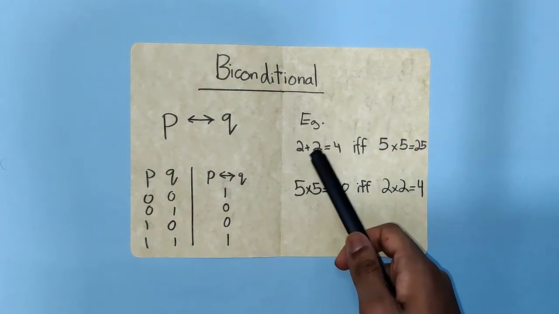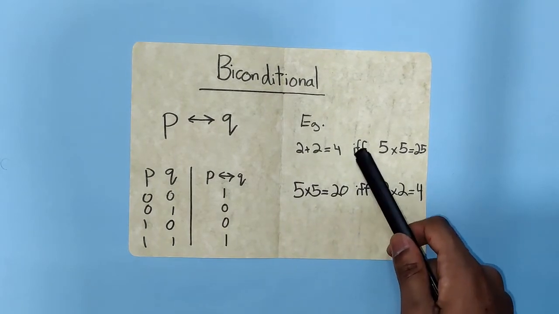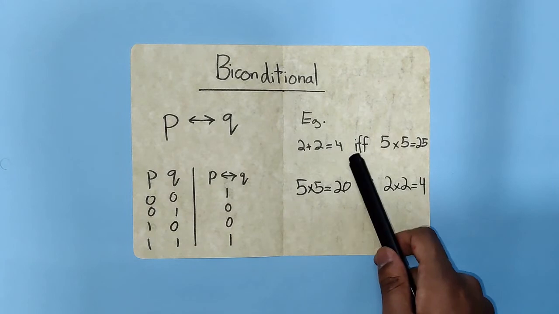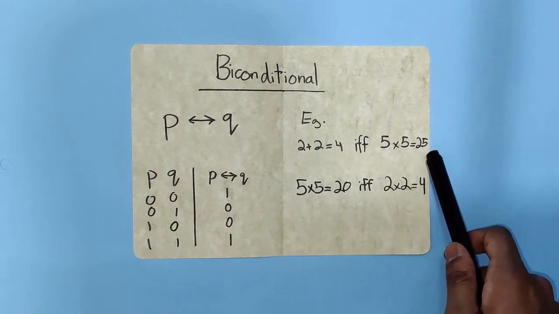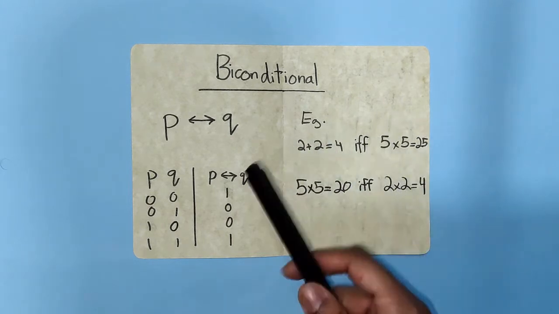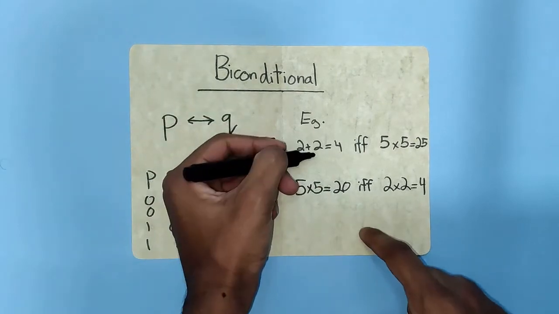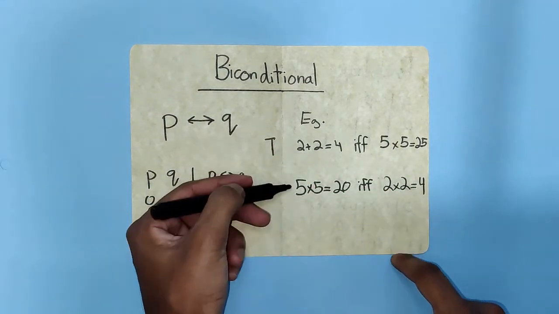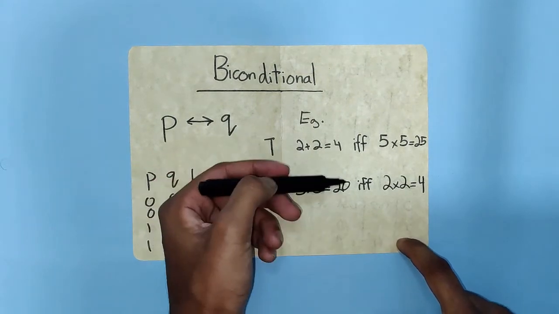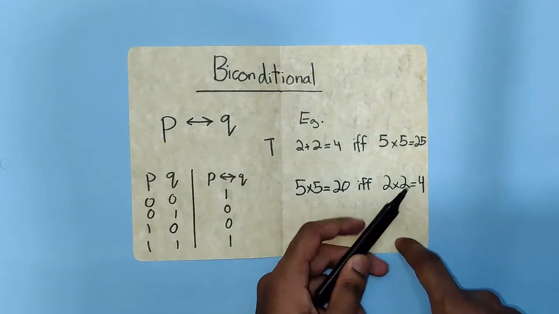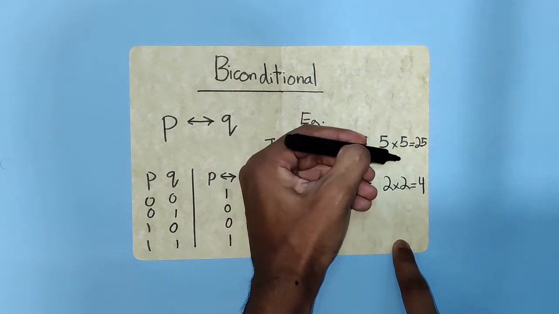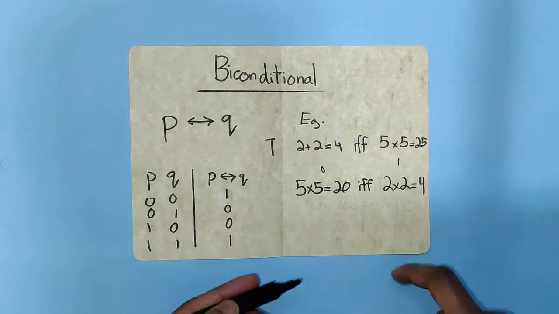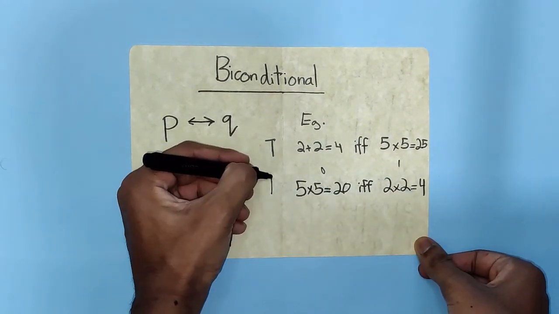So if we look at this example, 2 plus 2 equals 4 if and only if 5 by 5 equals 25. This here, if and only if, is another way to represent this. So we can say 2 plus 2 equals 4 if and only if 5 by 5 equals 25. This is a correct or a true biconditional because this has a truth value of 1, 2 plus 2 is equal to 4, and 5 by 5 is equal to 25. What about this biconditional down here? This says 5 by 5 equals 20 if and only if 2 by 2 equals 4. Now, 2 by 2 is equal to 4. This does have a truth value of 1. But this has a truth value of 0 because obviously 5 by 5 equals 25. And because they have two different truth values, the biconditional is said to be false.